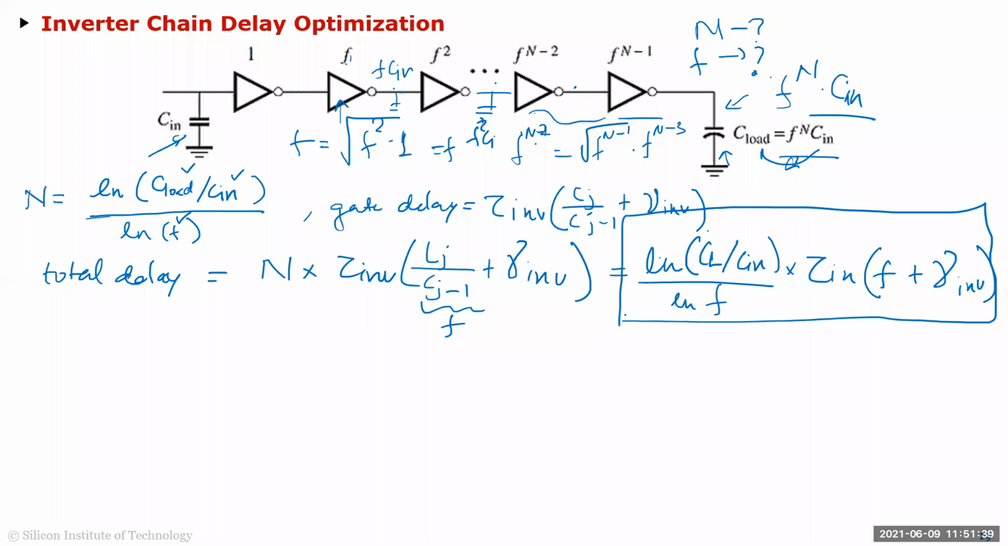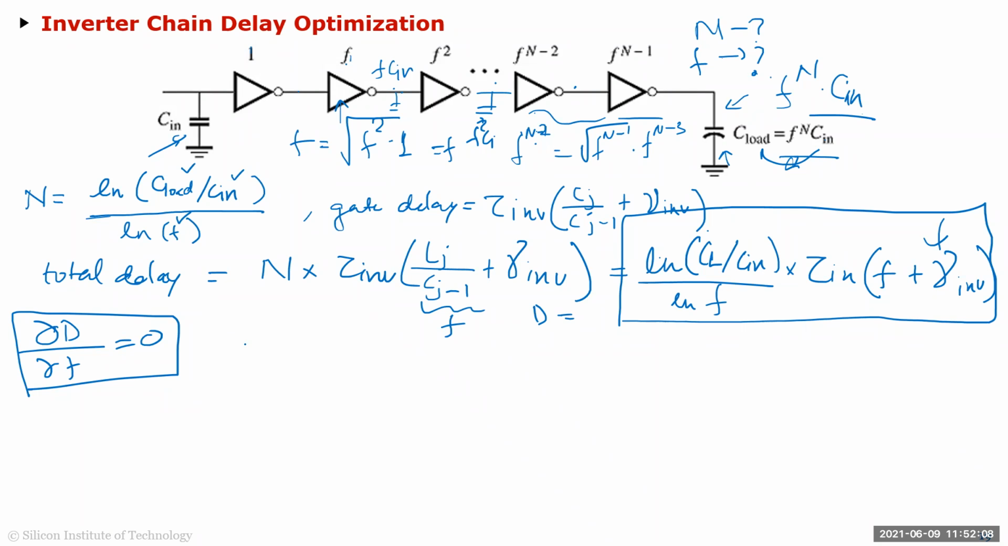It still hasn't given me a closed form solution for it, which, as you can see, is difficult to get. Let's say this is D. What I want is tau D over tau F set to 0. That'll give me, but it actually has two unknowns here, CL, Cin, and then gamma inverter. I don't know what the gamma inverter is. If I make gamma inverter equal to 0, then you can do this and get it.